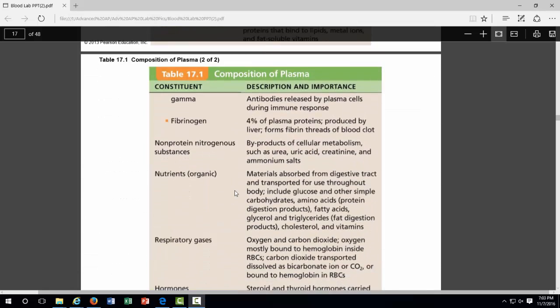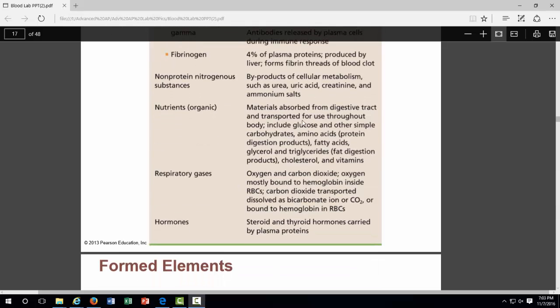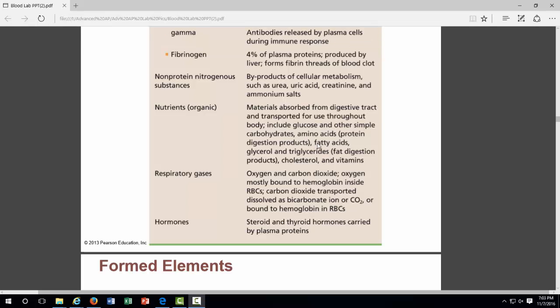What would the nutrients be? Everything we absorb from our digestive tract, right? Glucose, carbohydrates, amino acids, fatty acids, all the stuff we talked about with the organic chemistry in the metabolism unit. So everything that you've absorbed from your digestive tract has gone through the hepatic portal vein and is going back into the blood through the hepatic vein. That's going to contain the nutrients that we need, that our cells are going to absorb all over the body. So that's important. The respiratory gases we talked about last week, what are those two gases?